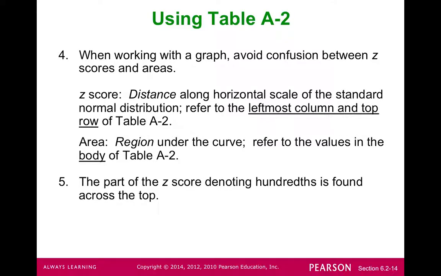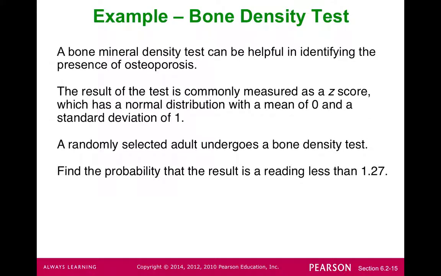So when working with a graph, avoid confusion between z-scores and areas. Z-scores give you areas. They are not areas. So a z-score is actually a distance along your x-axis, and your area is a region under your curve. And again, just to reiterate, the part of the z-score denoting the hundredths place, which is 2 decimal places out, is found across the top of the table.